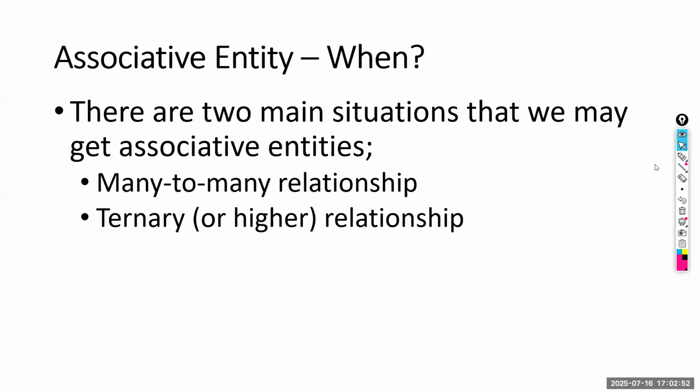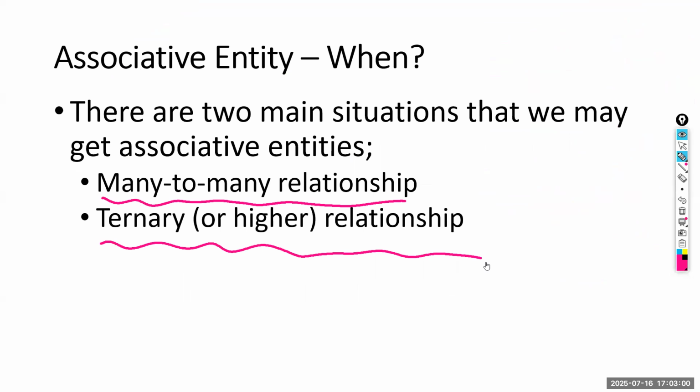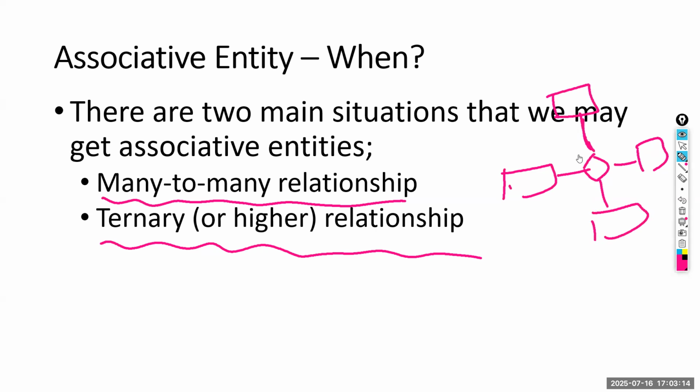So many to many relationships, and ternary or higher order relationships. We don't consider more than ternary, because if you want, you can extend it to four entities, five entities. But in our A-level ICT, we only look at a maximum of three. If you want, you can extend it to four, or you can say five, but we only concentrate on a maximum of three for ternary.